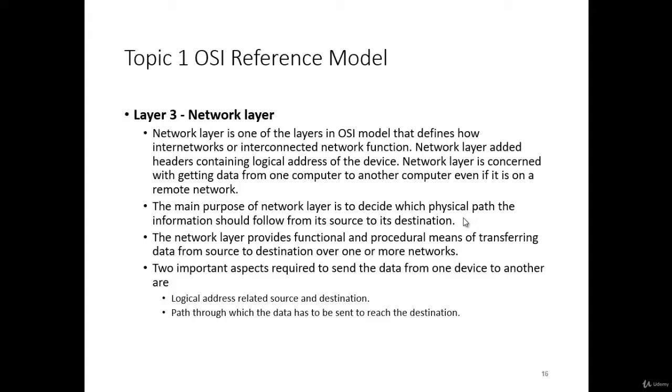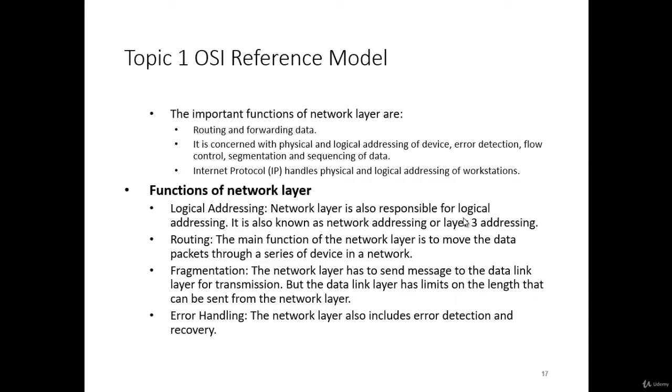source to its destination. The network layer provides functional and procedural means of transferring data from source to destination over one or more networks. Two important aspects required to send the data from one device to another are the logical address of the source and destination, and the path through which the data has to be sent to reach the destination.